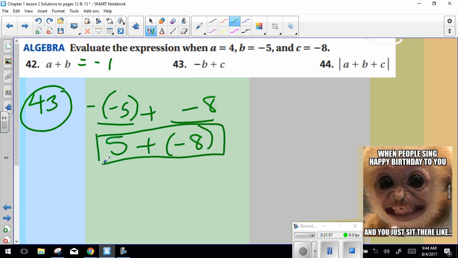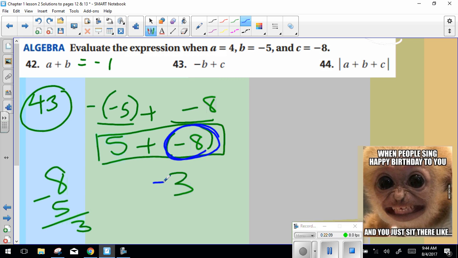So take a look, signs are different. We subtract, we take bigger minus smaller, we get 3. And now we take a look, who gives us a bigger absolute value, the 5 or the 8? Hopefully you're saying the 8, so I keep its sign. Final solution is negative 3.